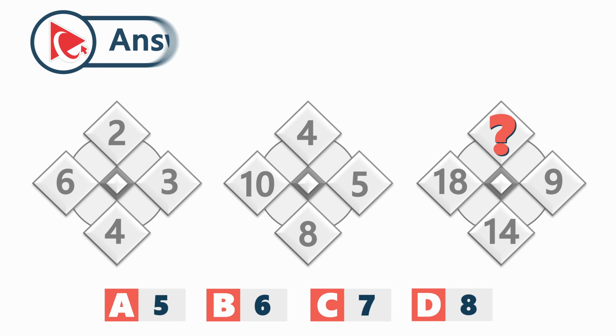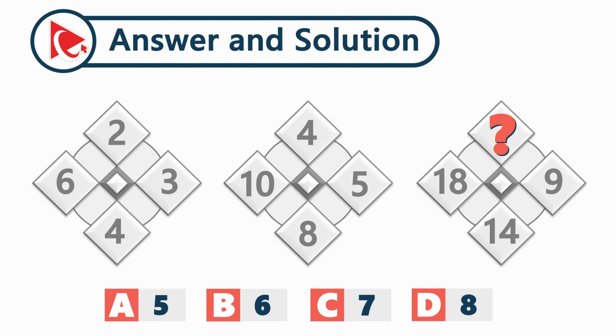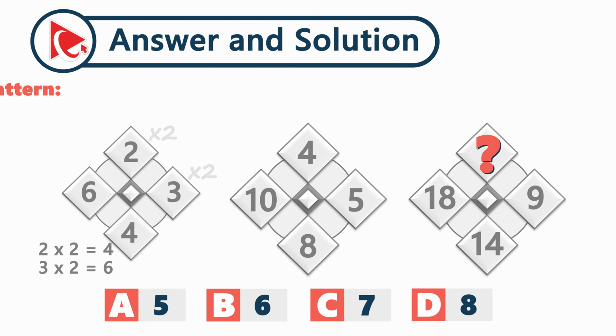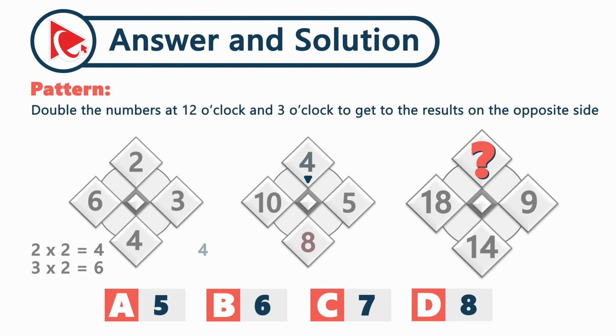I hope you are, since the pattern in this question could not be any simpler. Let's take a close look at the number 12 o'clock. It's 2. 2 multiplied by 2 equals 4, which is the number on the opposite side at 6 o'clock. Let's look at the number 3 at 3 o'clock. 3 multiplied by 2 equals 6. Let's verify this pattern with the second shape. 4 multiplied by 2 equals 8, and 5 multiplied by 2 equals 10.